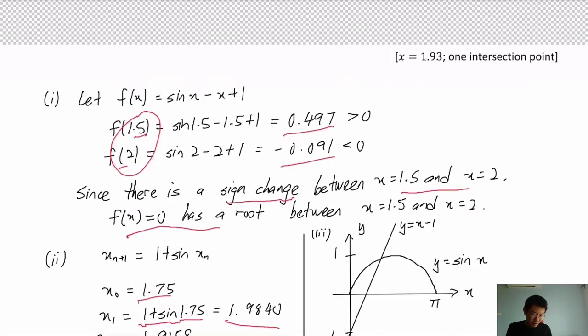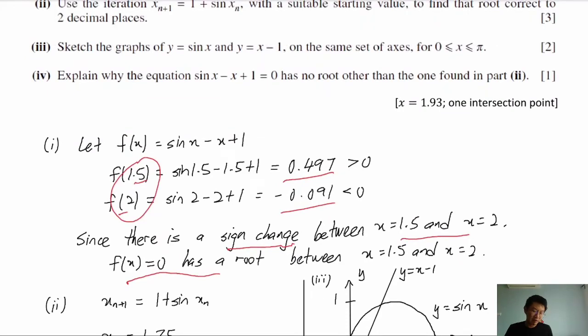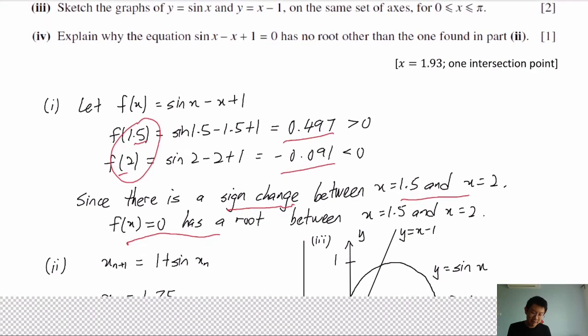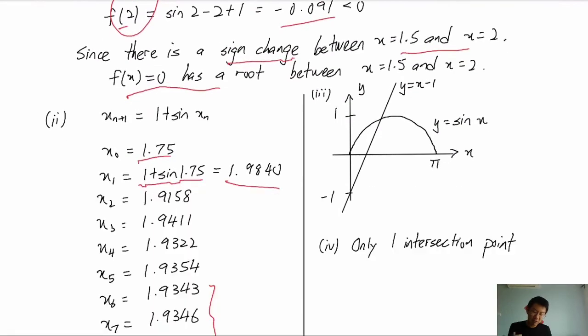Okay, part 3, sketch a graph of y equals sine x and y equals x minus 1 on the same set of axes. Although the graph is very easy to sketch, there's something we have to be careful about. Let's first sketch the graph for y equals sine x. Remember that when x equals pi over 2, the value of y here is 1.